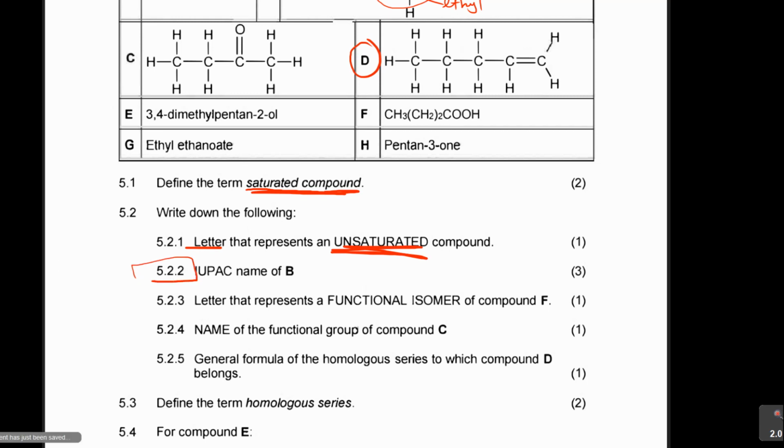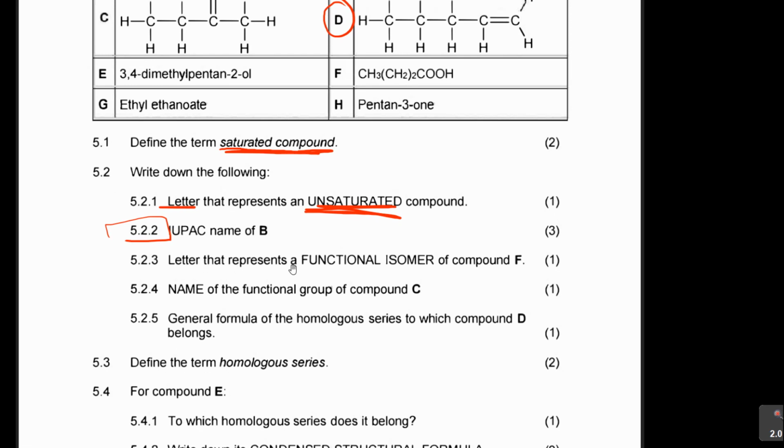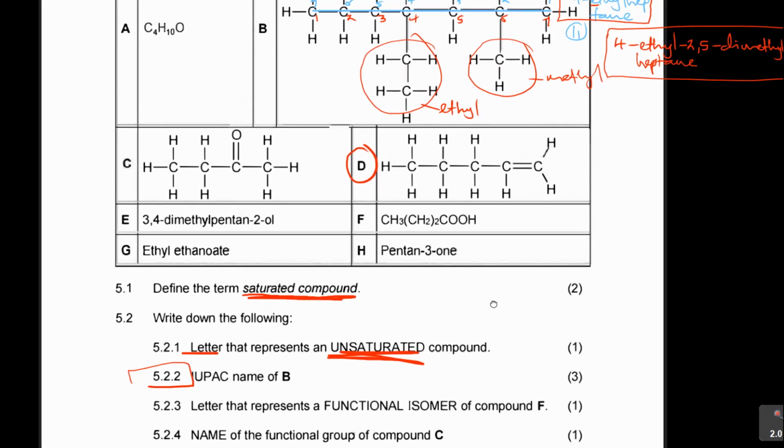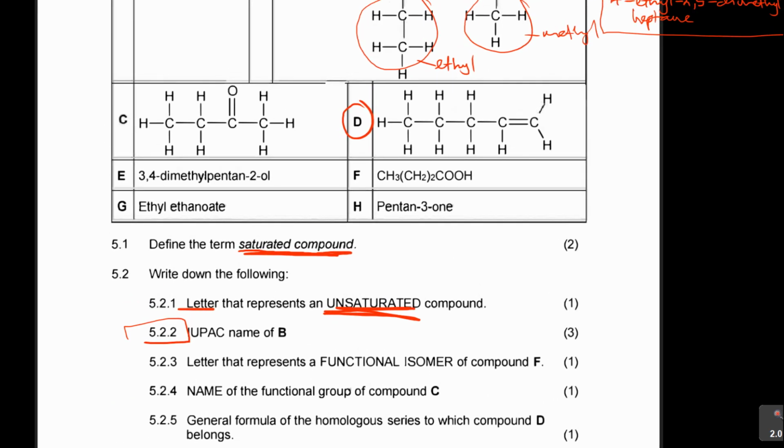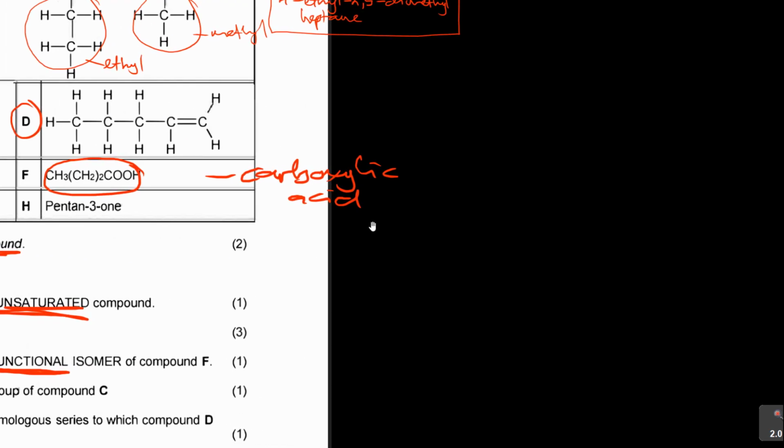Now let's move on. 5.2.3 says: letter that represents a functional isomer of compound F. Now look at compound F. How many marks is this? It's 1 mark. The key word there is functional, meaning the functional group is changing. Now you must know what is the group of F. It's carboxylic acid. The functional isomer that changes is carboxylic acid changes with esters.